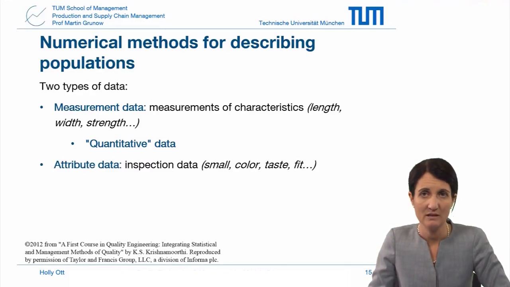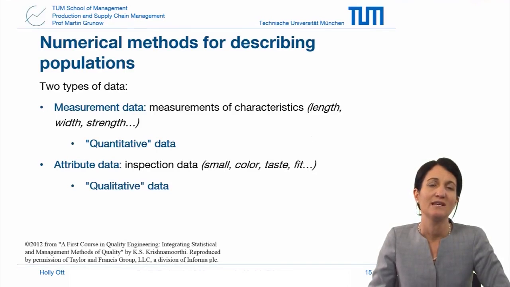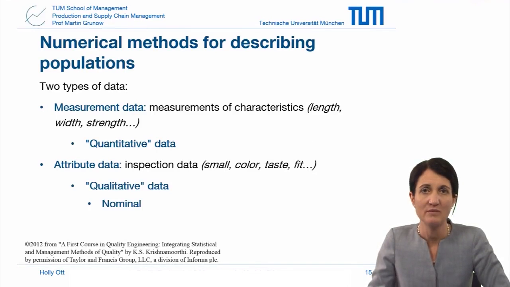Attribute data, on the other hand, comes from inspections in which the units are classified based on attributes. Examples could be finish, color, taste, smell, fit. And the results from attribute inspection will be in things like counts, such as the number too rough, the number too dark, the number too tight, and so on. So attribute data is qualitative data, and this can be either nominal, meaning that the data is differentiated by categories or classifications only. There's no order to these categories. This could be hair color, nationality, religion, for example.